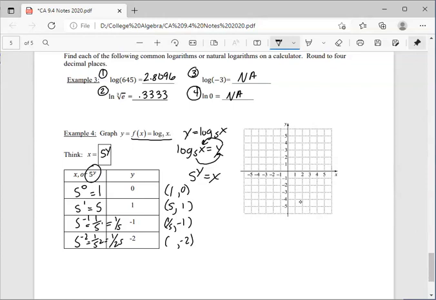So we plot those points. We've got 5 to the 0. We have the point 1, 0. 5, 1. And then 1/5, -1. So it's going to be really close to -1, and 1/25. That's going to be really, really close to that y-axis. But remember that it doesn't touch it. It gets really close, but it doesn't touch it. There's never going to be a time when it goes over that y-axis. So that's how you graph that one.